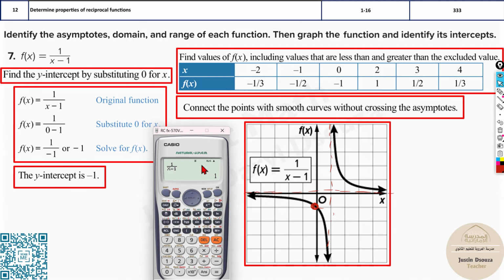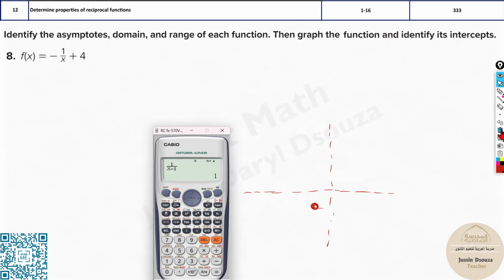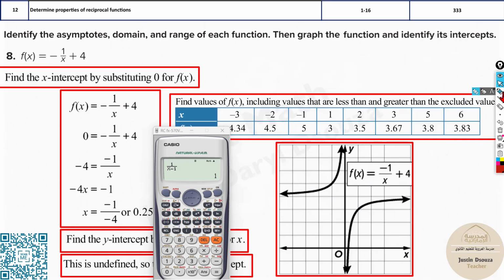You don't need to do the table. Just use your calculator and look at the graphs. Now here you can see the vertical asymptote is at 0 because denominator is only x, but horizontal is at +4. So you can see this graph, it will be having +4. See, 1, 2, 3, 4. That is the horizontal asymptote.